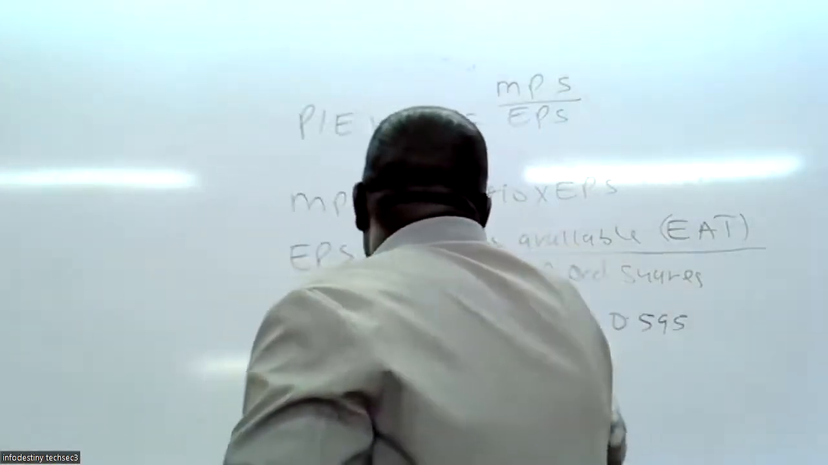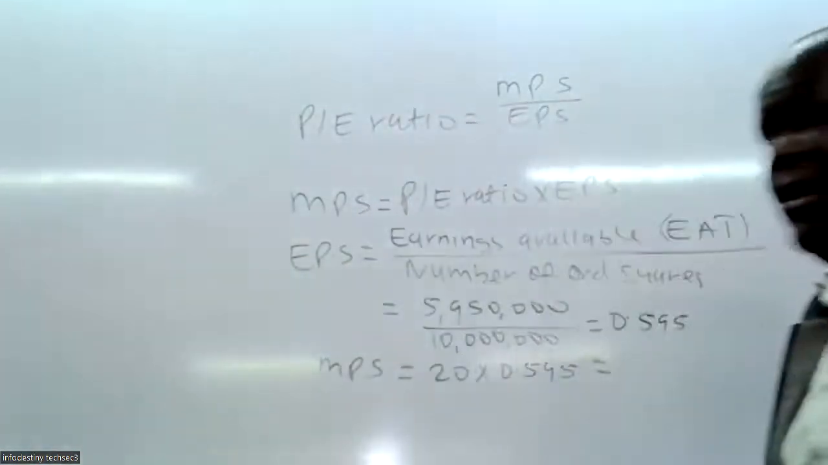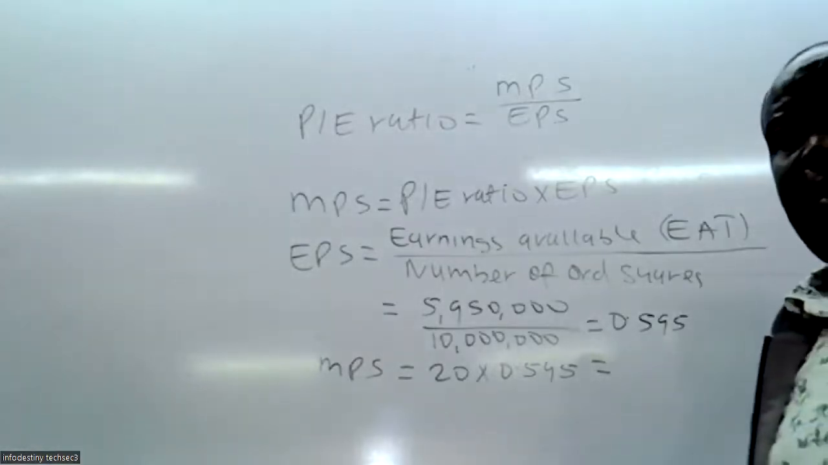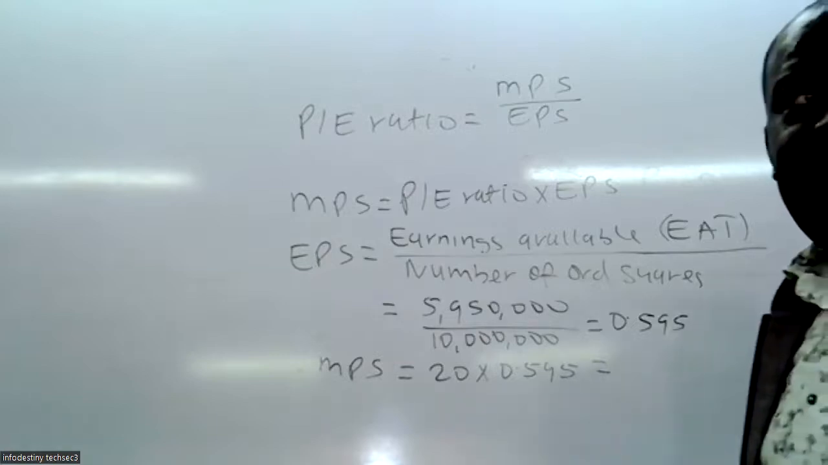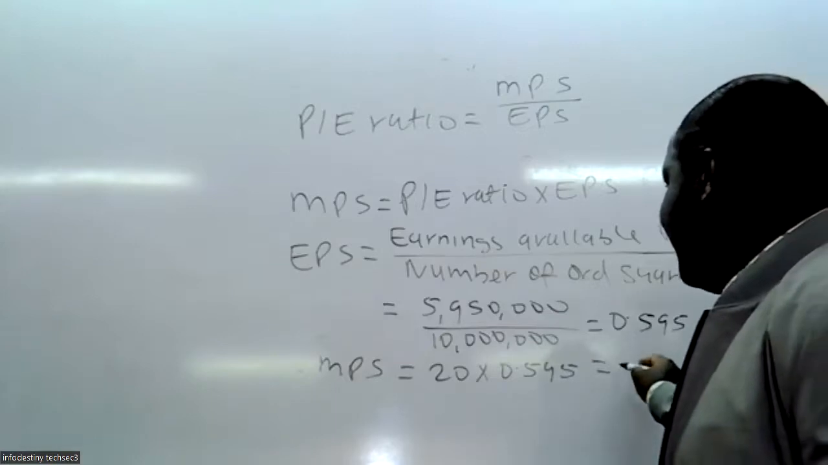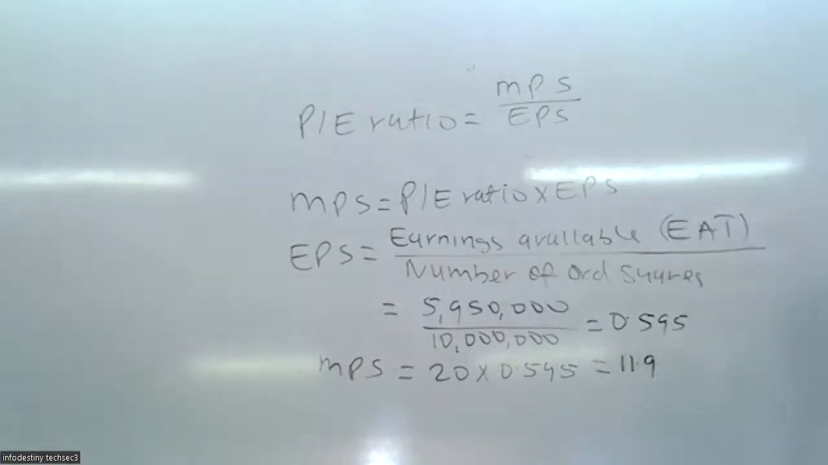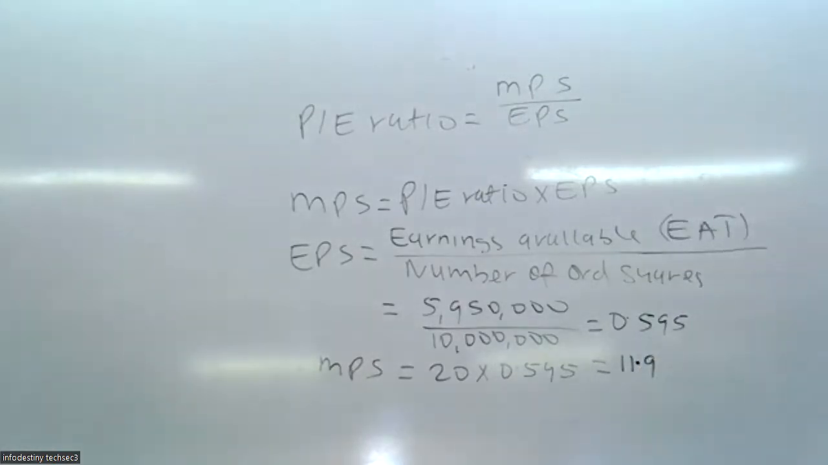Then earnings per share is 0.595. So that should give us the market price per share, which is 11.9. That is what will be your market price per share.